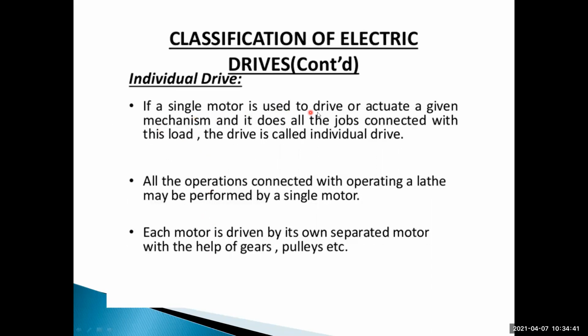If a single motor is used to drive or actuate a given mechanism, and it does all the jobs connected with this load, the drive is called individual drive. It's clear. Here, a single motor is used to drive or actuate the given mechanism, and it does all the jobs connected to the load. So in this, only one single motor is used, and by using that single motor, all the jobs connected with this load are done. That's why it's called individual drive.